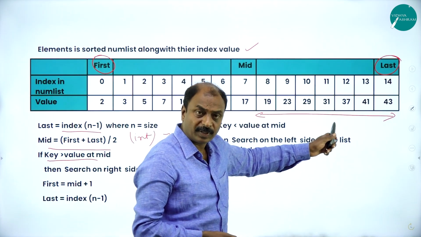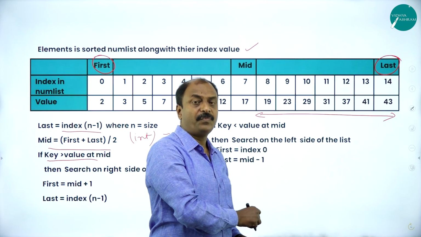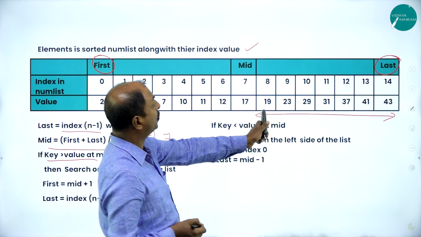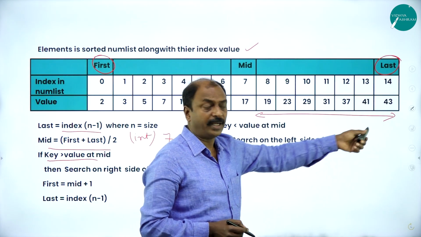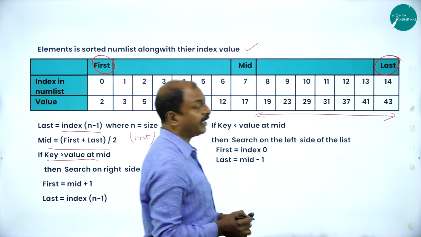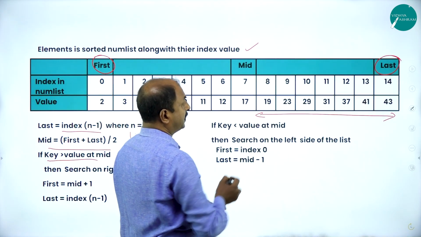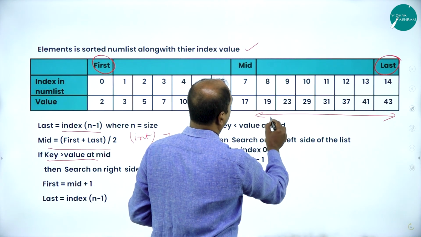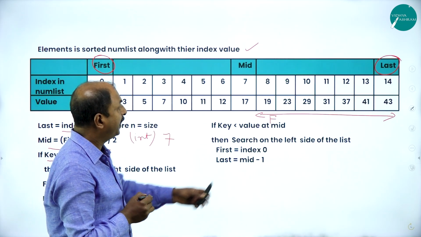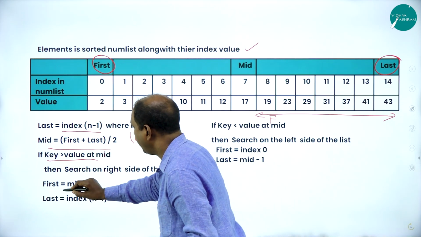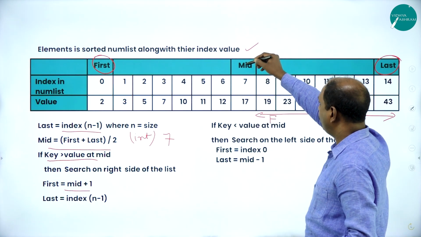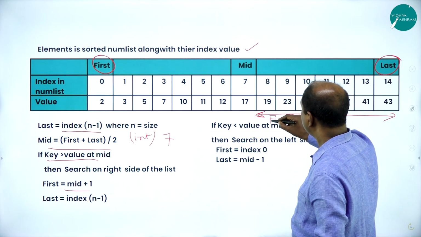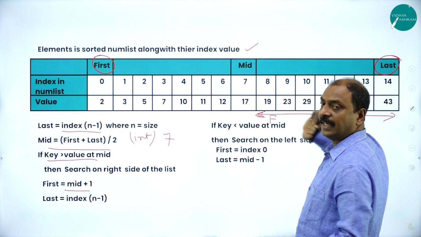The process remains the same. Again find the middle element and compare it with the key value. If the element matches, the search is successful. If you want to search the right side of the given list, last remains the same, and the variable first shifts to this point. We represent this with mid plus 1. Here that is 8, so 8 is the first for searching the right side of the given list.